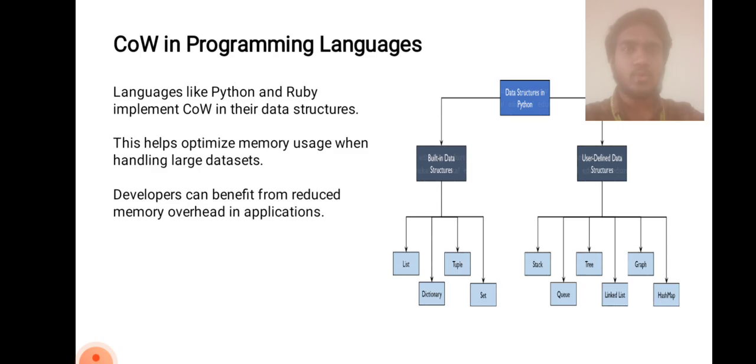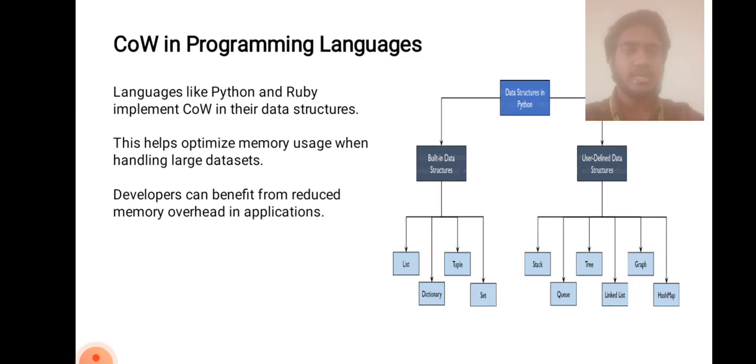Copy-on-write in programming languages. Languages like Python and Ruby implement copy-on-write in their data structures. This helps optimize memory usage when handling large data sets. Developers can benefit from reduced memory overhead in applications.